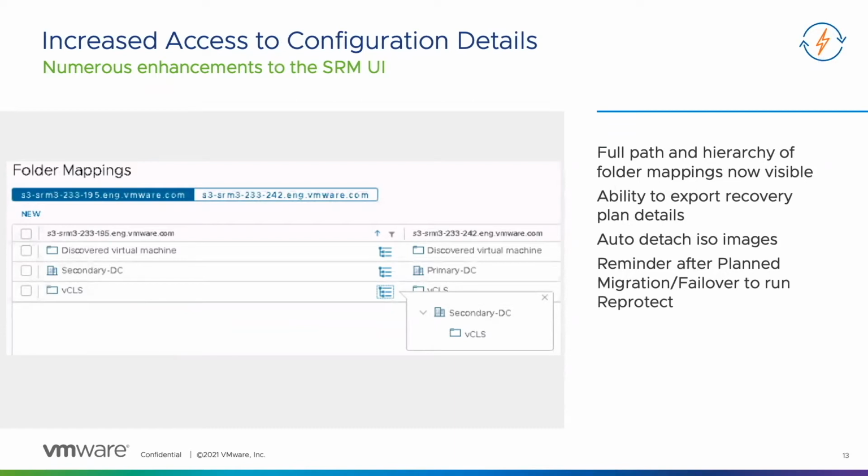But to note, we now have the ability to see the full path and the hierarchy of the folder mappings. There are also enhancements around notifications. For example, there's a reminder to run the ReProtect after a planned migration or failover. And again, all of this you'll be able to see in the lab.